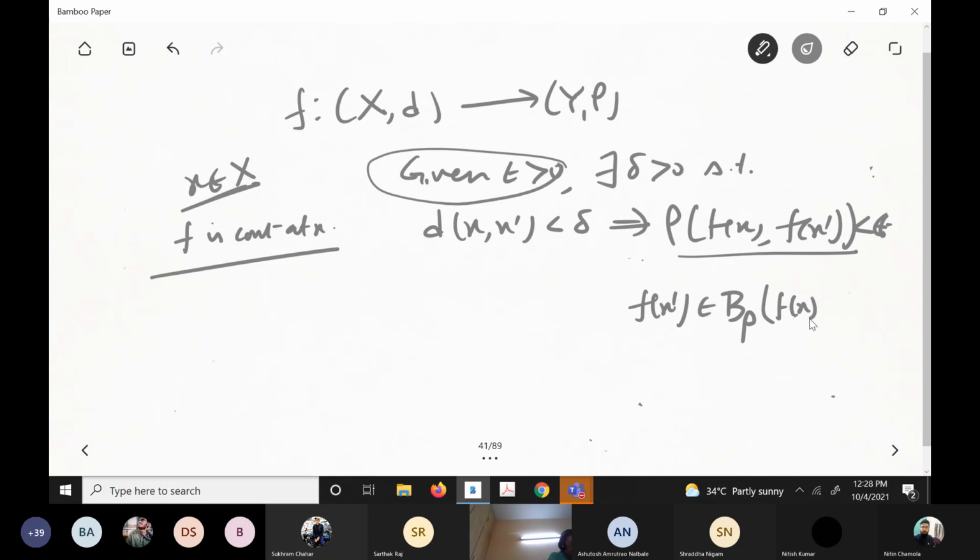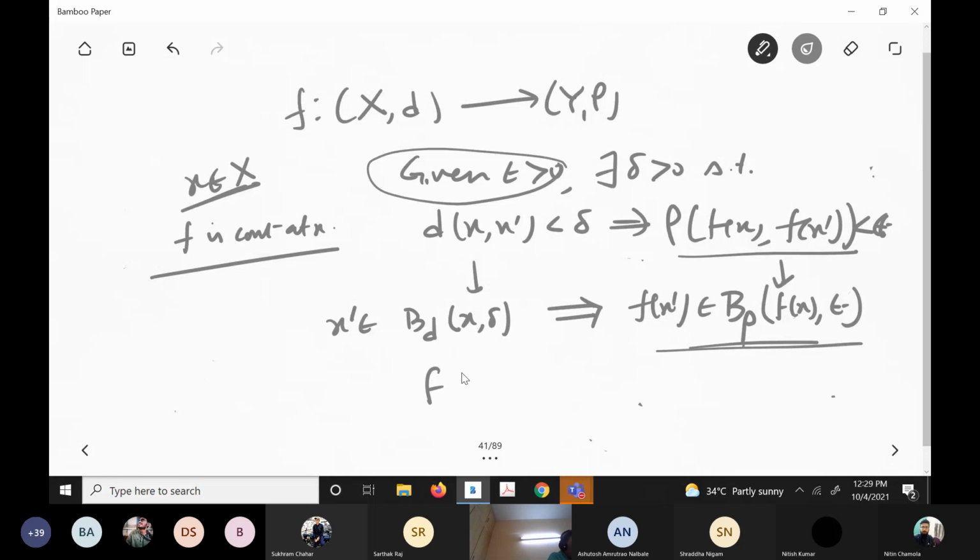f(x), epsilon. This is the meaning of this. Whereas the meaning of this is: for x' belonging to B(x, delta) implies this. This is the meaning of this in terms of the balls. So given epsilon greater than 0 means you are choosing any ball, any neighborhood of f(x) in Y. Then you are getting a neighborhood of x here such that the entire neighborhood is contained in this. This means actually what?